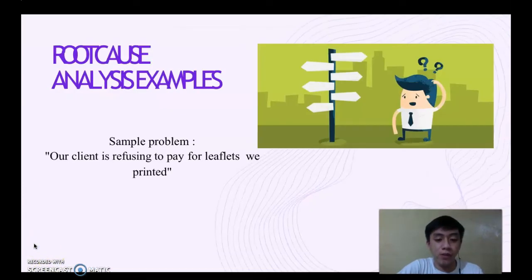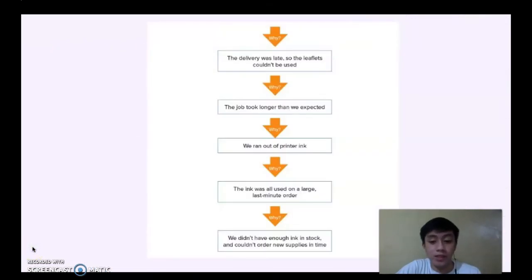I have a sample problem to fully understand the topic that I'm presenting. Our client is refusing to pay for leaflets we printed. In this part, we have already identified the main problem, and we have to dig down or investigate in order for us to solve the problem that they are experiencing. In this slide, we asked 5 times why the client is refusing to pay for the leaflets we printed. First, ask why. Delivery was late, so the leaflets couldn't be used. Ask it again why. The job took longer than they expected. And ask again until we find the main cause of the problem.